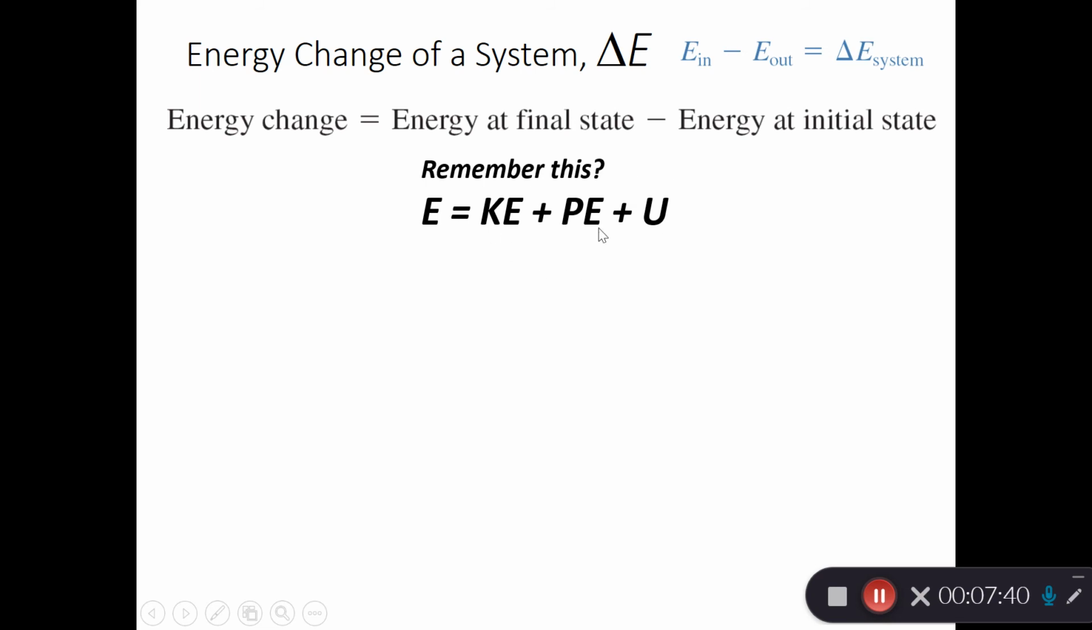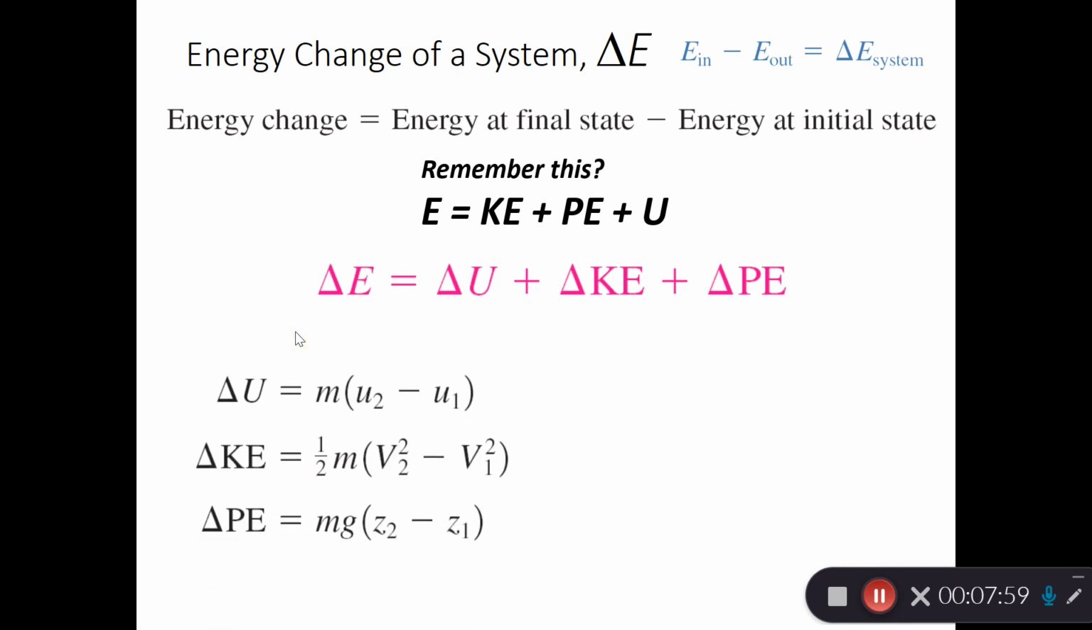So if you want to look for the change in energy, or delta E, you have to look for the change for each of these components. What's the change in KE? What's the change in PE? What's the change in internal energy? So we have this equation.